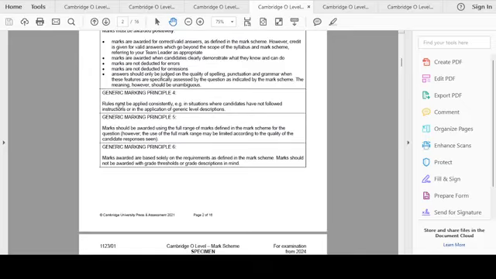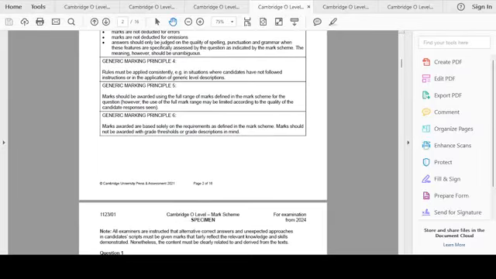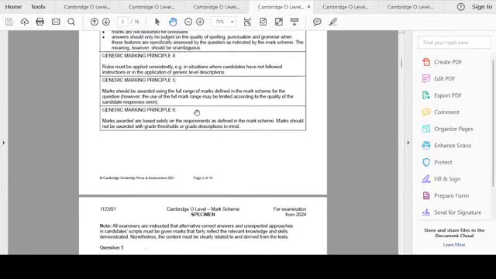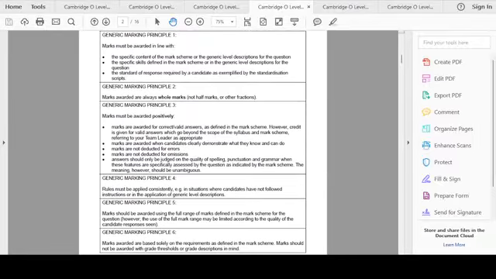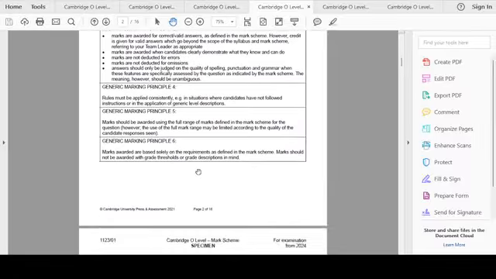Generic marking principle 4, rules must be applied consistently. This is basically for the examiner, right? Marks should be awarded using the full range again for the examiner. Again, all of this is for the examiner, but knowing this helps you as a student as well.